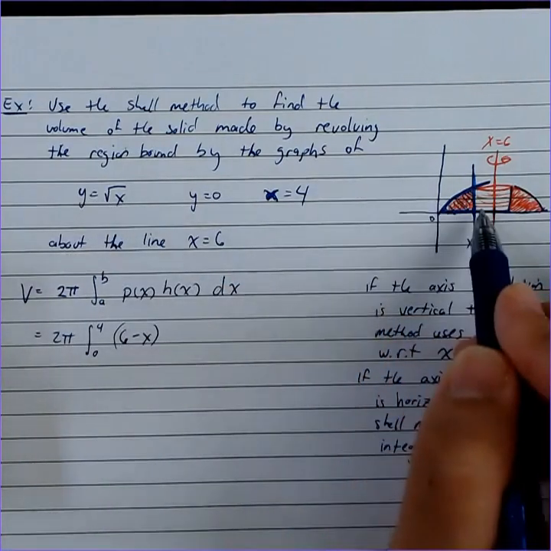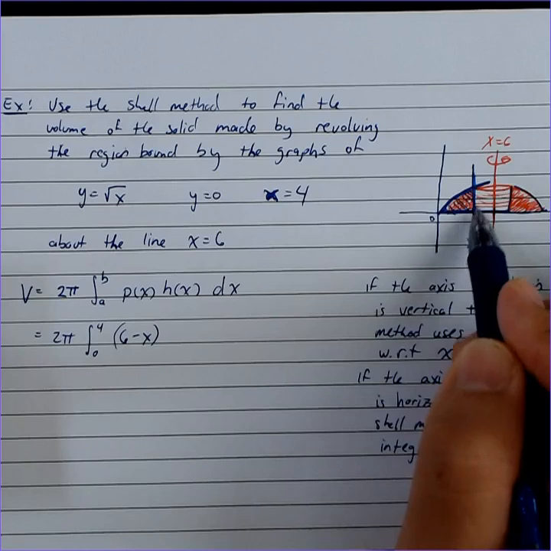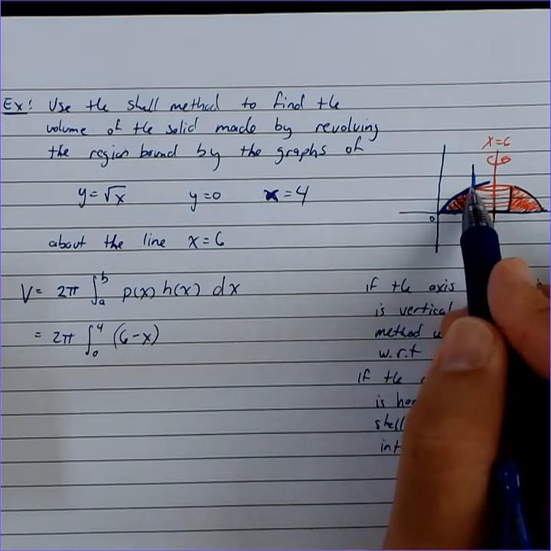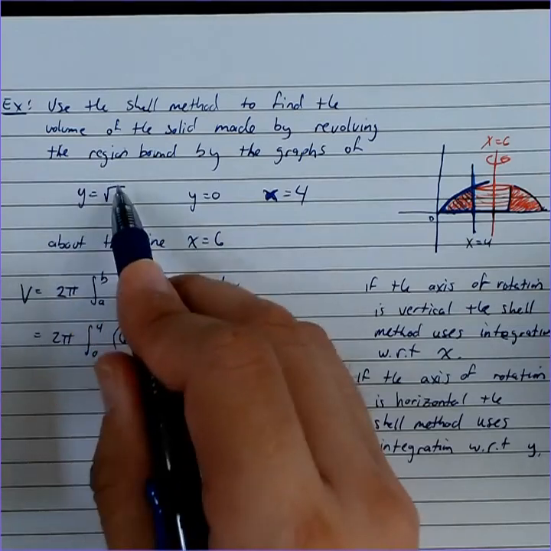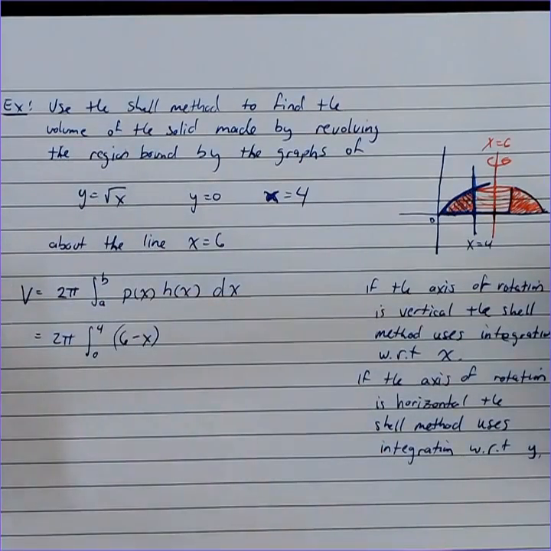So what I need to do is give the distance from the x-axis up to here, which is given by the y variable. So I could just say y. Well, yeah, but I need to express that with respect to x. Well, this equation tells me what that is: y equals the square root of x.